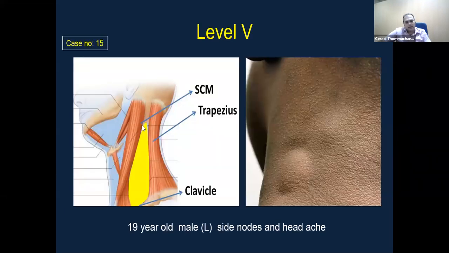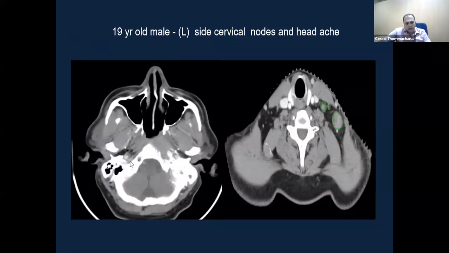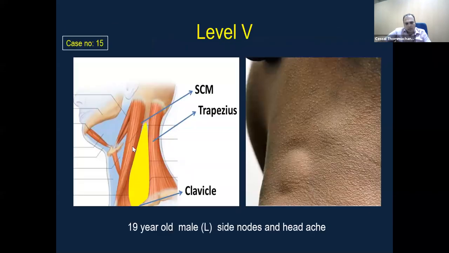Clinically, the posterior cervical nodes, that's the level 5 nodes, extend from the cranial limit of the hyoid bone to the level where there are the transverse cervical vessels, which I will show you. That is the nodal area between the heads of the sternocleidomastoid and trapezius, extending from the cranial limit of the hyoid bone to the level of the transverse cervical vessels.